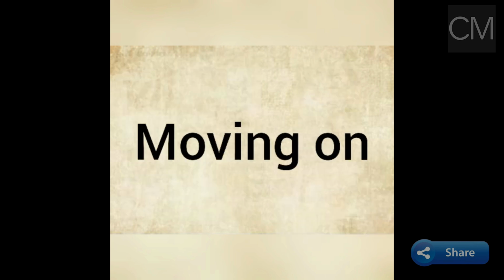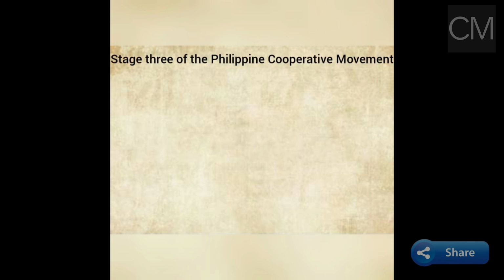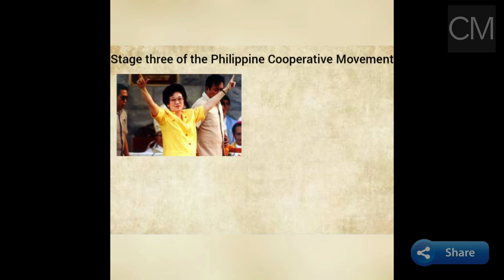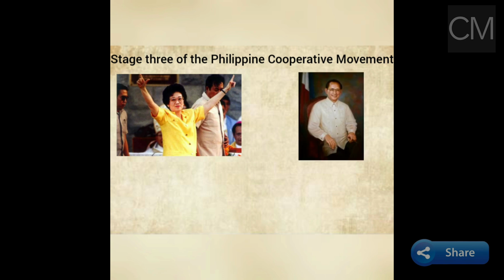Now moving on to the last stage, Stage 3 of the Philippine cooperative movement. First is the Cory Aquino presidency. The new constitution, a product of the people power uprising, was cooperative friendly, but the mistake of the past in organizing state-initiated cooperatives for political and anti-insurgency purposes was avoided. Second, Ramos People Empowerment Goals. Fidel Ramos presidency. He continued the cooperative development program of the Aquino administration.